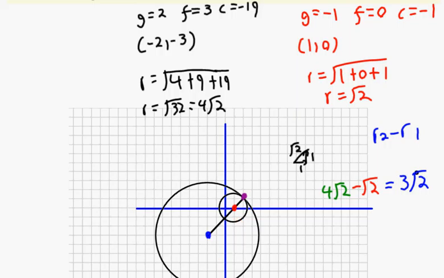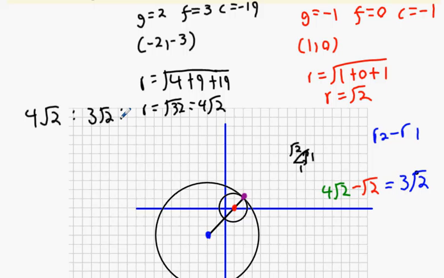Now here's the ratio. It's actually harder than you think. Would you agree from blue to purple is 4 root 2? From blue to red, 3 root 2. And the other one, red to purple, would be just root 2 away.